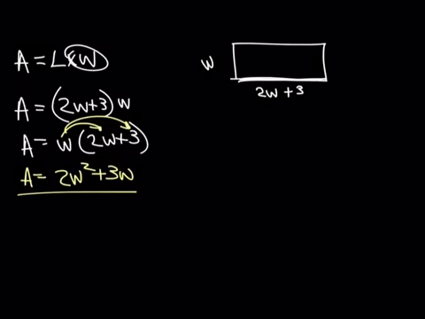Now the book used X instead of W for the width, but it doesn't really matter. So let's go ahead and look at the problem sets. Alright, so 1 through 10 is basically the distributive property, and I'd like to do number 10.